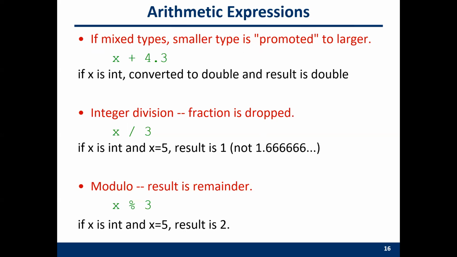So, for example, in this case, if x is an integer, then it will be automatically converted to double because the result here is 2.